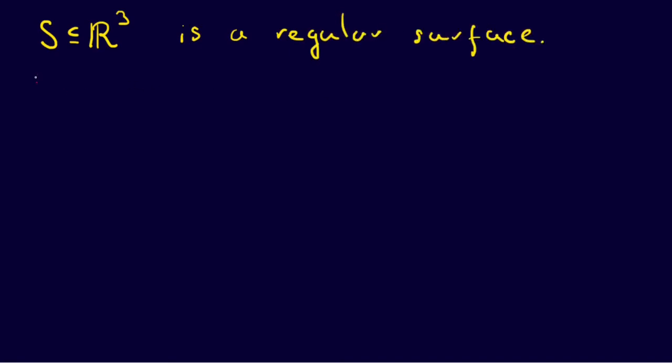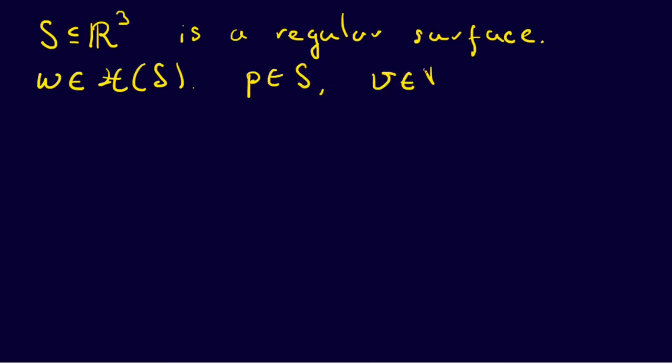Now I'll conclude with the general definition of the covariant derivative. So let's state what data I need. So S in R3 is a regular surface. W is a vector field. P is a point in S. And V is a tangent vector to S at that point.